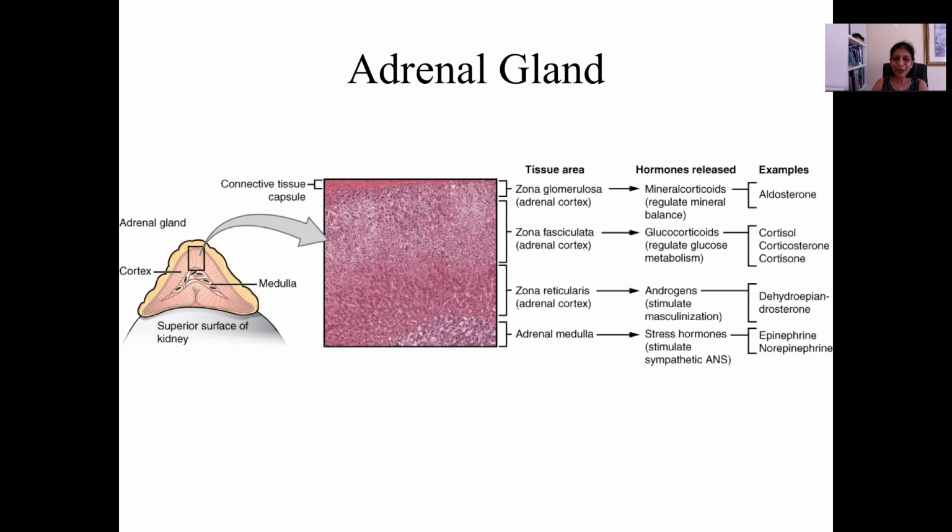All right, so let's talk about the zones. The first zone, zona glomerulosa, is the one closest to the capsule, and it makes mineralocorticoids. Mineralocorticoids are steroid hormones dealing with the regulation of minerals such as sodium ion, potassium ion, and chloride ion. And the major mineralocorticoid is aldosterone.